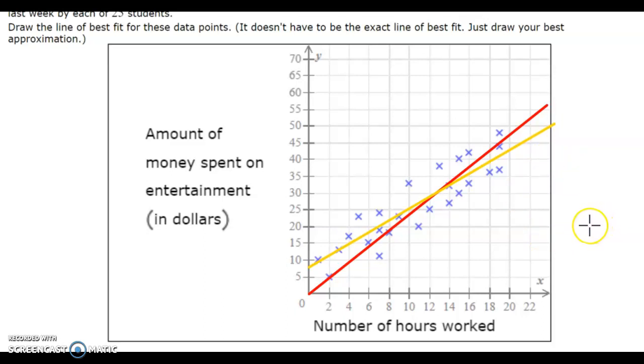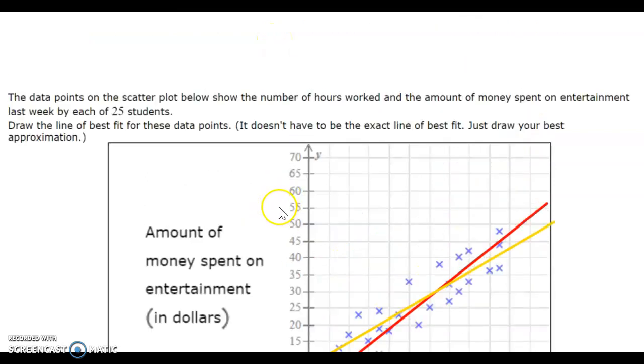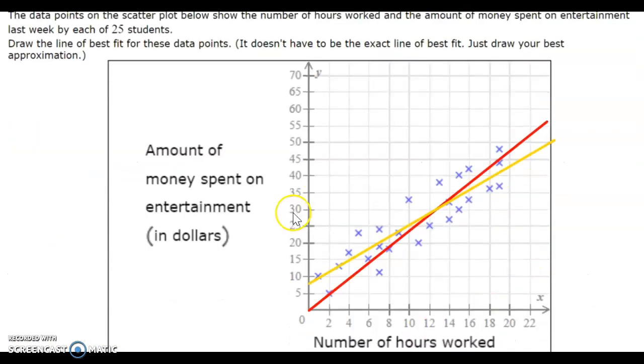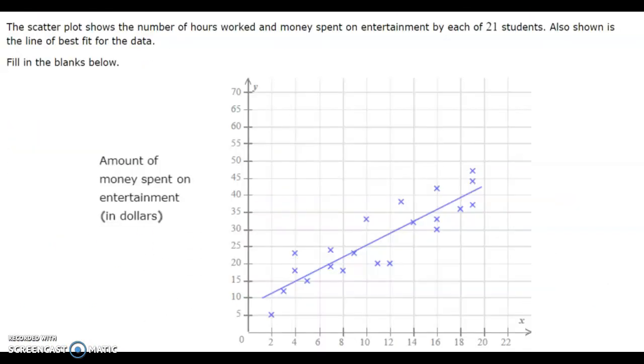Maybe the red one is a little more accurate here, but you could make an argument for the yellow being the accurate one either way. There's not one right answer, but all the answers are going to be pretty close, right? The red and the yellow line there aren't very different. They're very similar, but you can see how they're going through that data, okay?